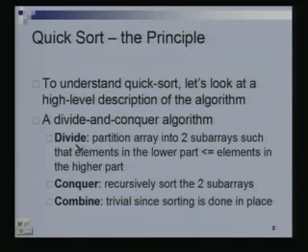The divide step, in the case of quicksort, would be that we will partition our array, we will take the array which stores the n numbers and break it up into two parts. One we will call the lower part, the other we will call the higher part. The property of the lower and the higher part would be that every number in the lower part would be less than every number in the higher part.